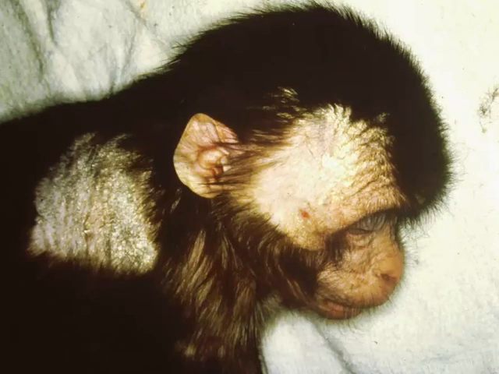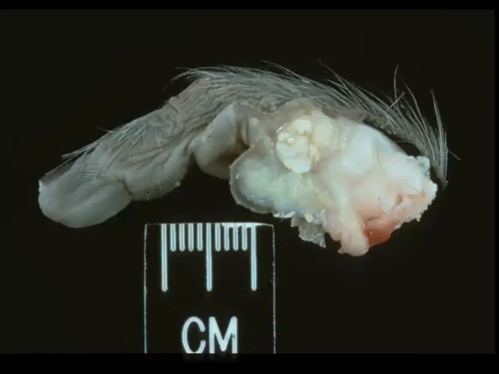An older picture, there is mange of non-human primates. This is caused by a mite known as Sarcoptes cercopitheci, and it causes a mildly pruritic and crusting lesion, not a common finding in laboratory primates.